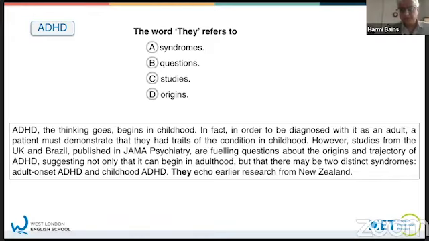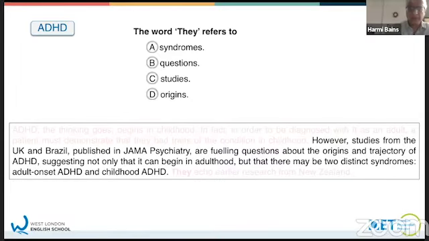The first question that we had was on ADHD, and you can see the reference where they come in the final sentence of the paragraph. Obviously, we're going to have to go back to get the answer anyway. And they is a plural as well, so you can assume it's referring to something which is plural, not a singular thing. But if we look at the paragraph here, this is the sentence before. And if we go back to the sentence before, the writer talks about studies from the UK and Brazil.